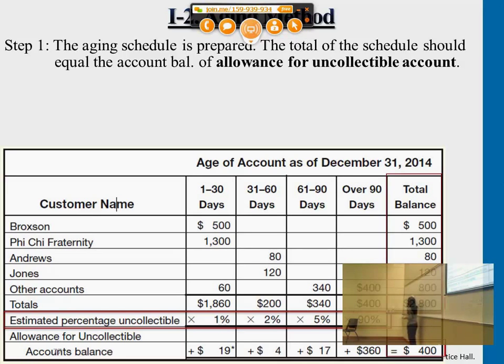Remember, this is also a permanent account, so you will have a balance from last year already. So assuming last year's balance was just 100 for all the estimation that happened last year, this is this year's target balance. And we want to adjust the entry. The allowance estimation entry is for $300. The difference is between the two.